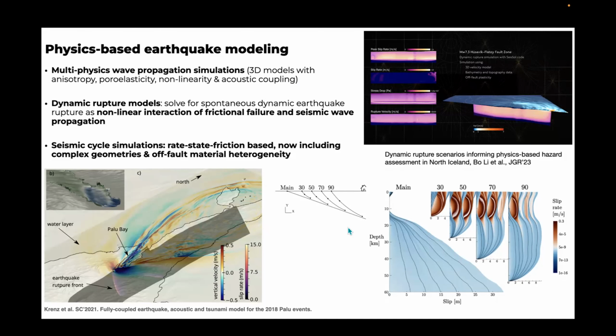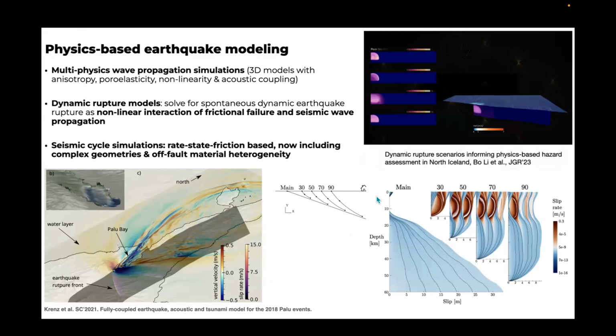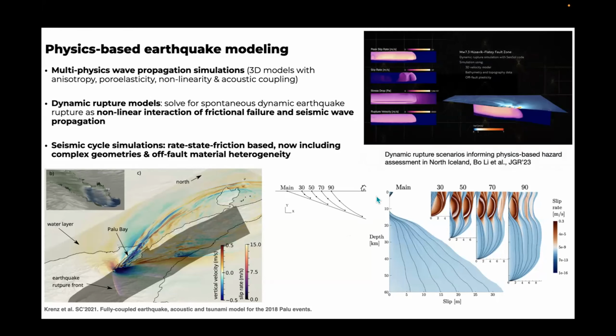Then there's dynamic rupture models, which means that we are not only solving the wave equation, but we are nonlinearly coupling wave propagation simulation to what happens at the source in terms of frictional failure of a fault. So this is the spontaneous dynamic earthquake rupture problem, solving for the nonlinear interaction of frictional failure and seismic wave propagation. Here's one example that illustrates that. And we have the seismic cycle simulation or modeling community, which is interested in rate and state friction-based simulations of the full seismic cycle, so covering thousands of years.